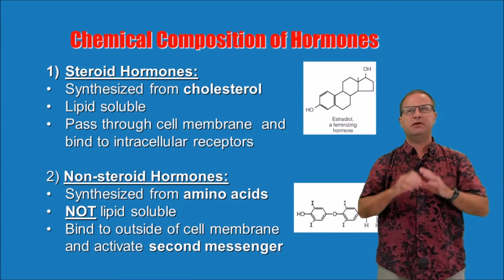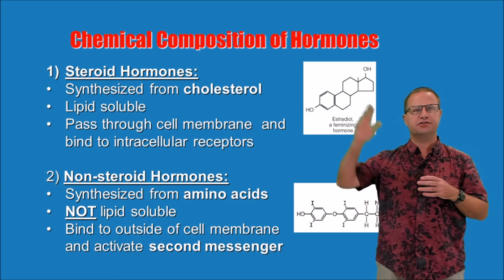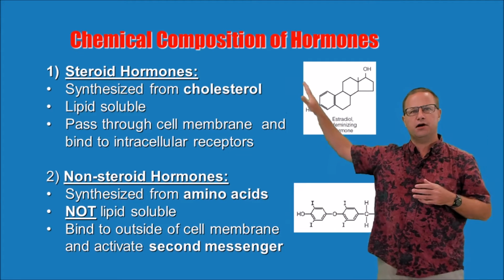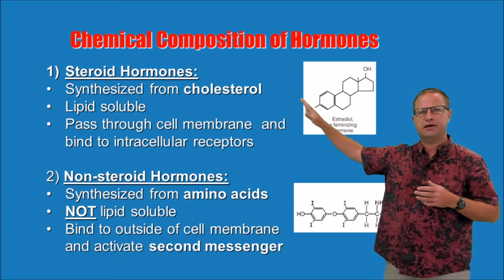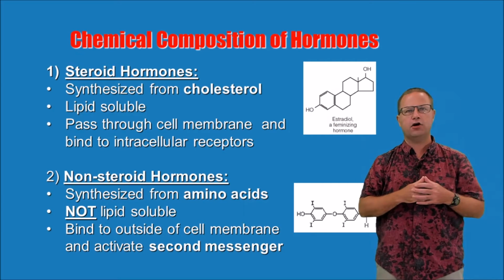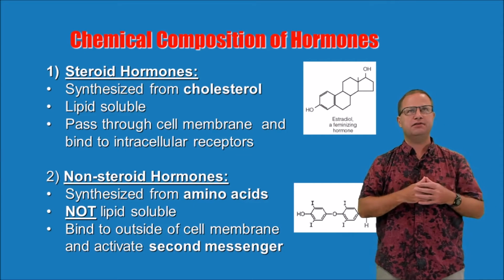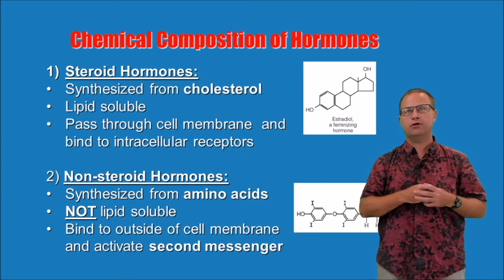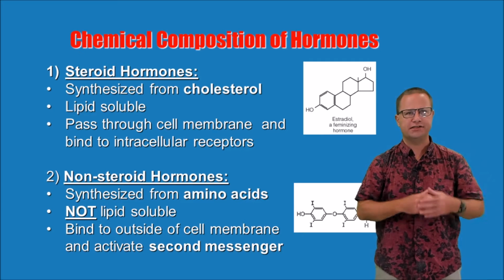Okay, most hormones can be grouped into one or two chemical groups. They're either steroid hormones or they're non-steroid hormones. So steroid hormones are based on the molecule cholesterol, which you can see right there, and they have these 4 interconnected carbon rings. And because these are lipids, they are lipid soluble. They can go right through the cell membrane. And examples of steroid hormones include things like estrogen and testosterone.